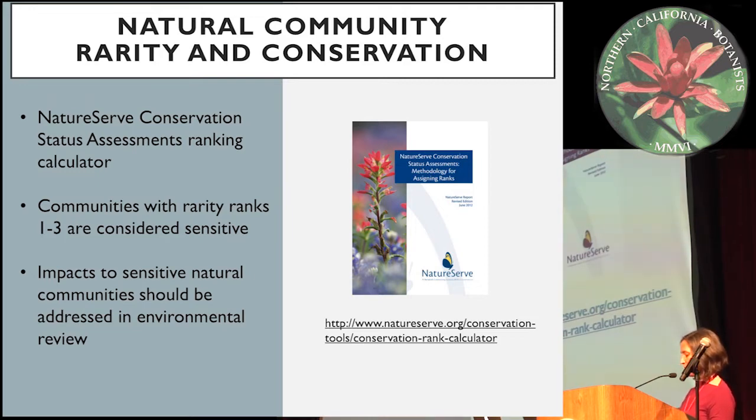We use the NatureServe ranking calculator. You can download the calculator and read more about it from their website. This is the manual on how to use it. We rank communities at the global and state level from 1 to 5, 1 being the rarest.